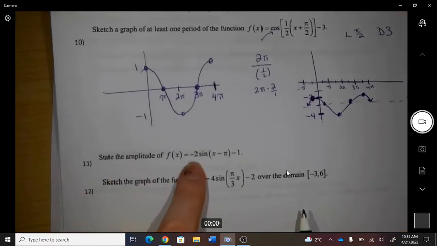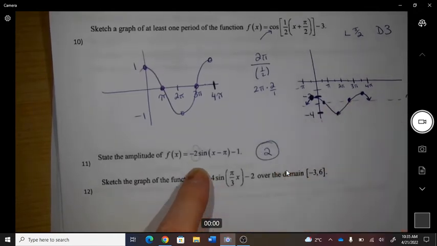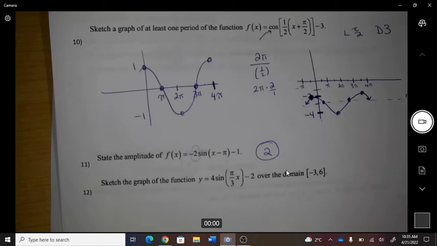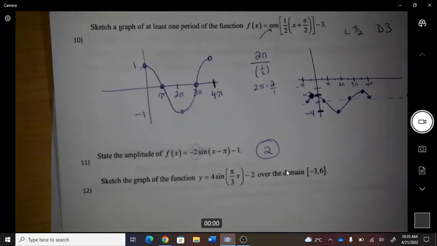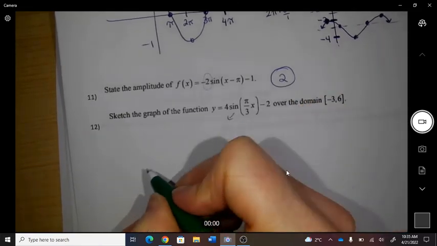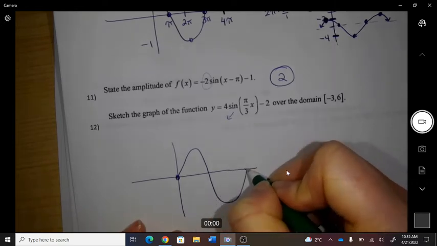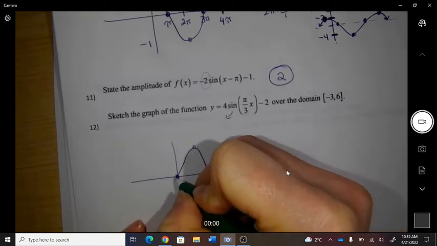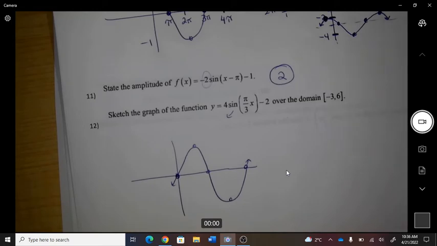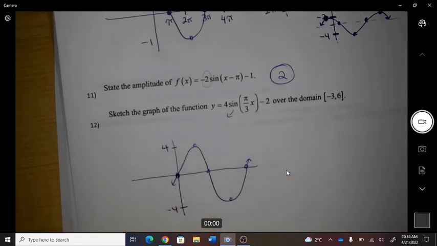State the amplitude. So the amplitude is part of the stretching. So our amplitude is going to be 2. We're going to have to go 2 off of our midline. Sketching the graph. So a sine curve, midline heading up. So there's the basic sine curve, and I'm going to apply the stretch, the vertical stretch.